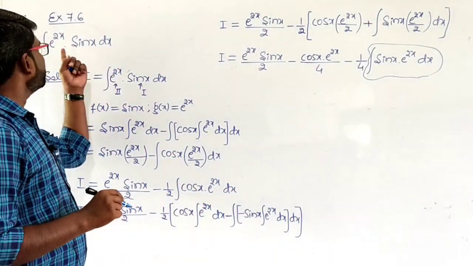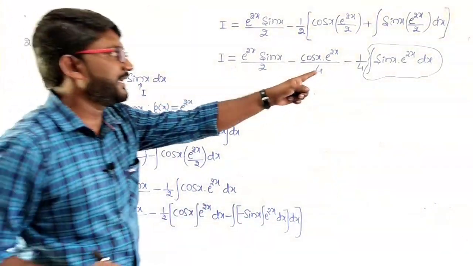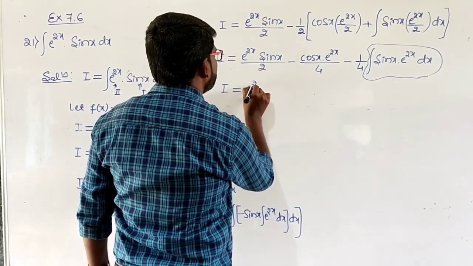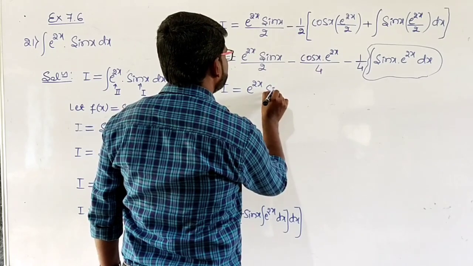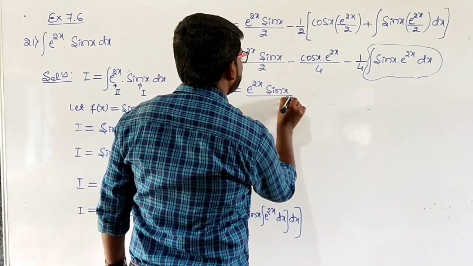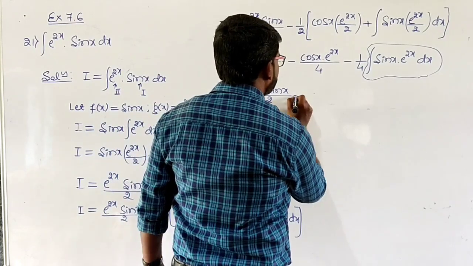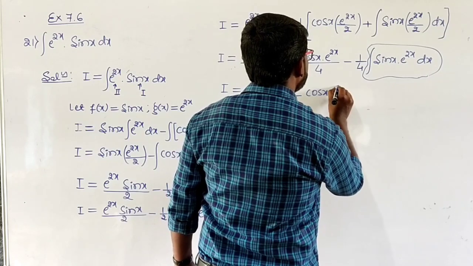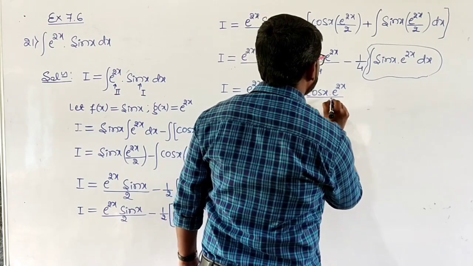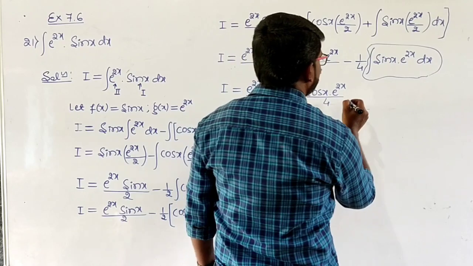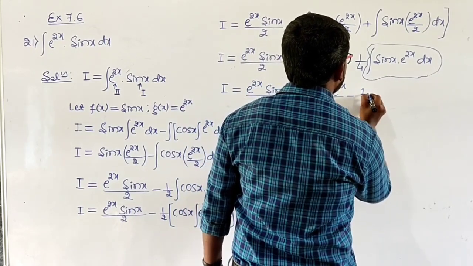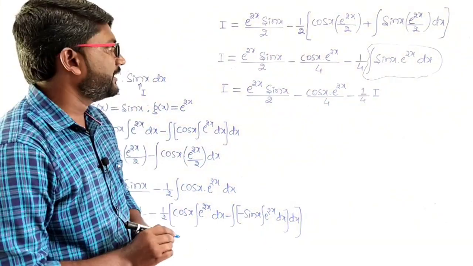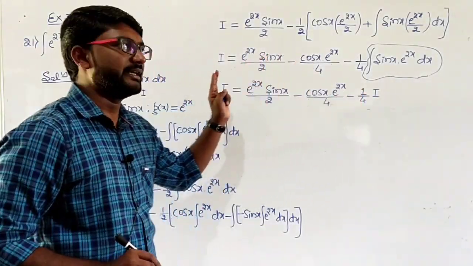See the question now. The integral of e raised to 2x into sin x can be written as I. So I equals e power 2x into sin x divided by 2, then minus cos x into e power 2x divided by 4, then minus 1 by 4 I. This is going to be the integral I. Now take this minus 1 by 4 I to the LHS.